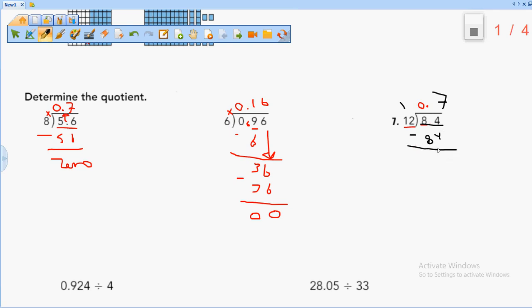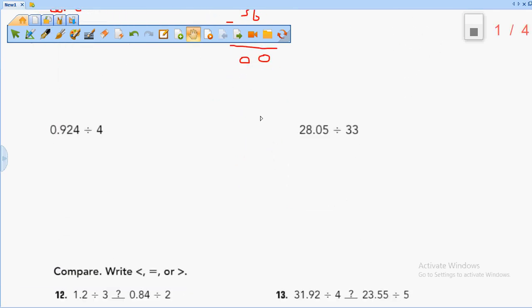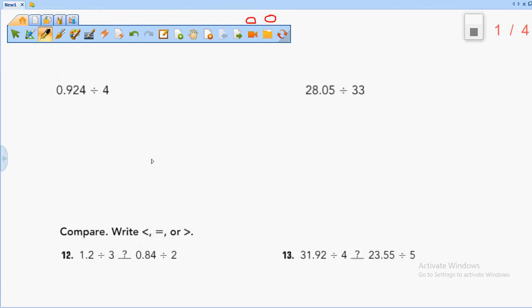So 4 minus 4 is 0. Don't start from the tens place. You have to take the ones place. So 4 minus 4 is 0. 8 minus 8 is 0. So the answer is 7 hundredths. And if we don't have long division here, we have to create it. Look, I have to put inside the dividend 924 thousandths and in the divisor 4.